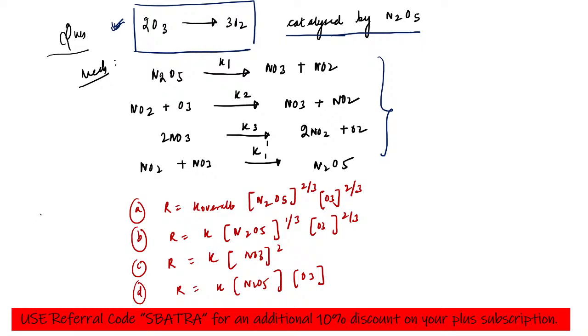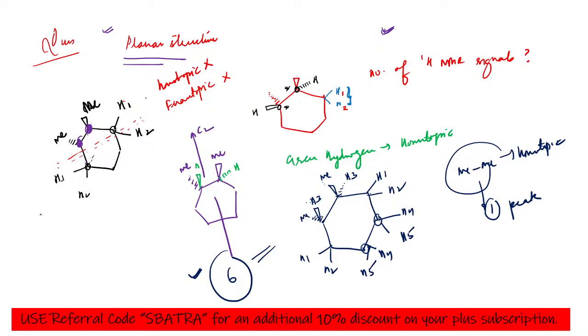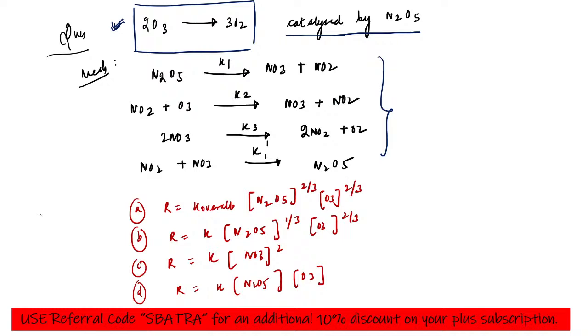If this is a chair form, then definitely your answer would be different. Then you have to consider the ring flipping case also, but that is advanced level, so that is not required right now. You just have to understand, if the structure is planar, how many peaks you will get. Ring flipping will definitely give you different types of signals, and we have to take a lot of things into consideration for the ring flipping structure.